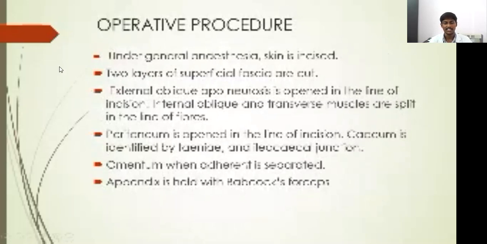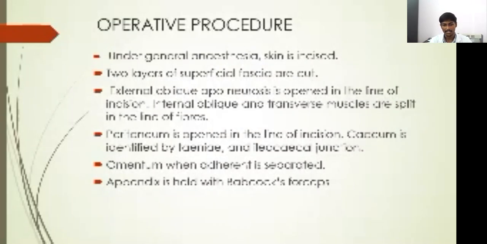Under general anesthesia, skin is incised. 2 layers of superficial fascia are cut. External oblique aponeurosis is opened in the line of incision. Internal oblique and transversus muscles are split in the line of the fibers. Peritoneum is opened in the line of incision. Cecum is identified by tracing the taenia coli and ileocecal junction. Omentum, when adherent, is separated. All these adhesions from the omentum are separated from the appendix.